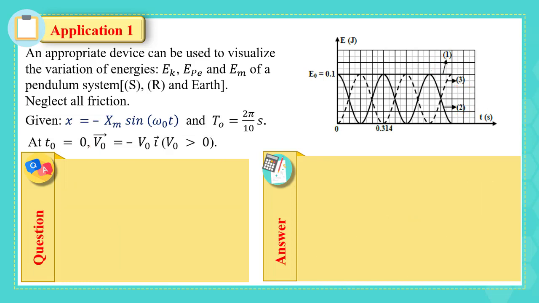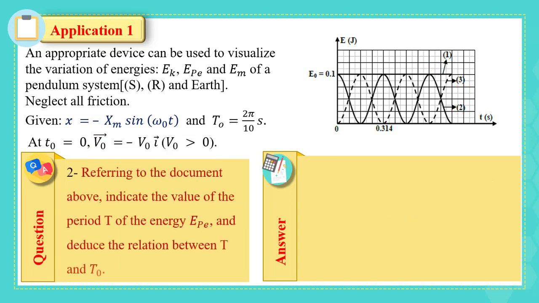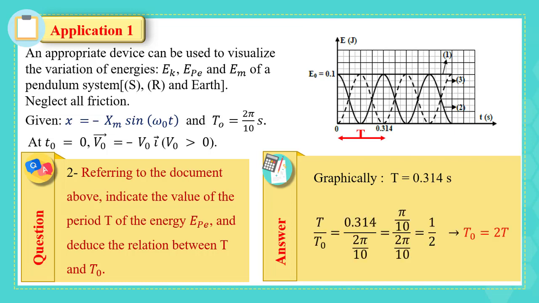Referring to the document above, indicate the value of the period T of the elastic potential energy and deduce the relation between T and T0. Graphically, it's obvious that the period is 0.314 seconds. Then, if we divide T by T0, which is 2 pi over 10, the answer is half. So T0 equals 2 times the period of energy.